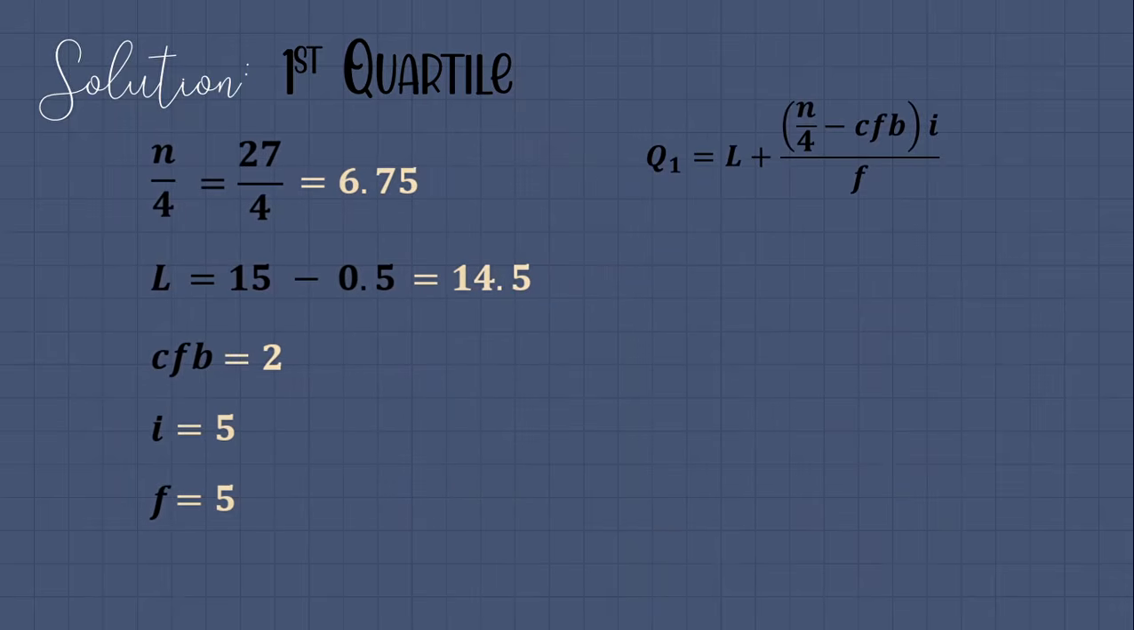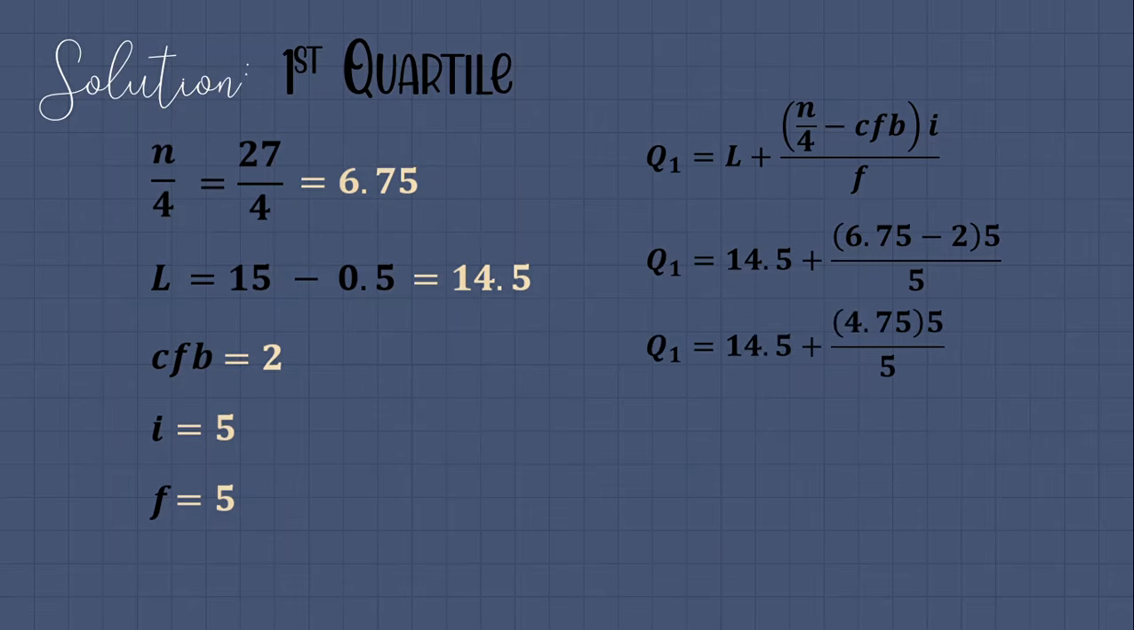Now that we have all of the values in our formula, we can plug them into the given formula. Since Q sub 1 is equal to L plus quantity n over 4 minus CFB times I all over F, let's just plug in all the values. So we have Q sub 1 is equal to L, which is 14.5, plus quantity n over 4, which is 6.75, minus CFB, which is 2, times I, which is 5, all over 5, that is F.